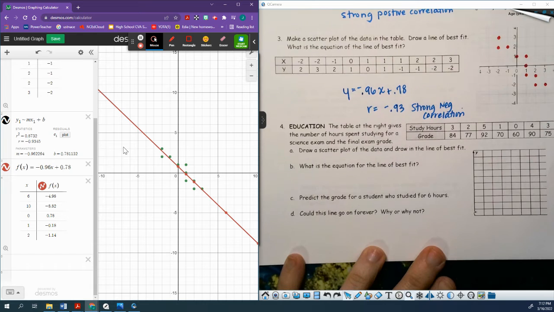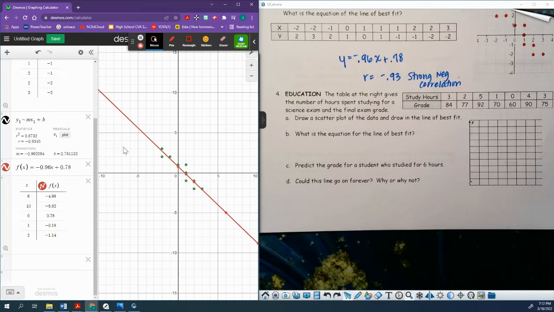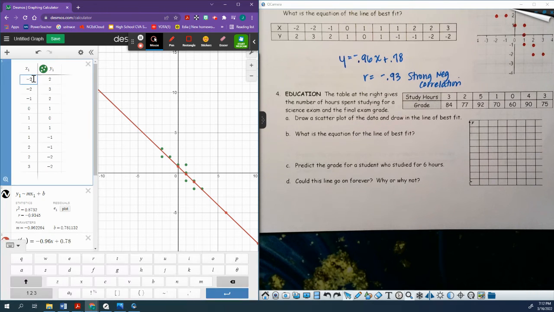Number 4, the table at the right gives the number of hours spent studying for a science exam and the final exam grade. Draw a scatter plot of the data and draw in the line of best fit. What is the equation of the line of best fit? So instead of graphing it here, I'm going to go back over here to my table.